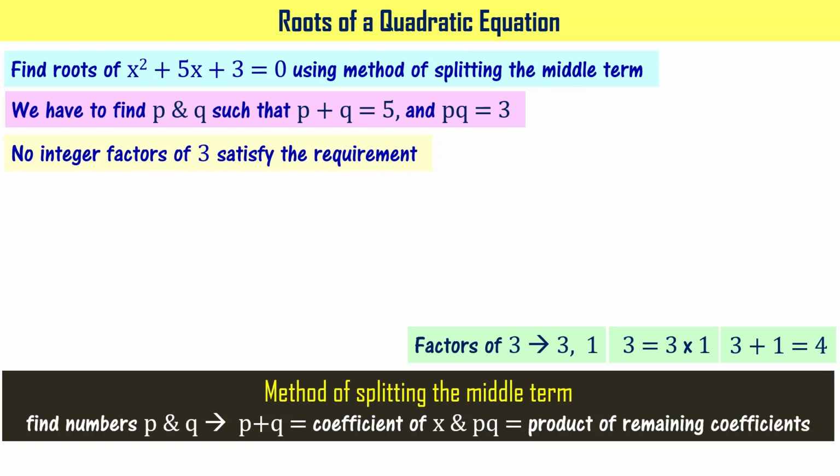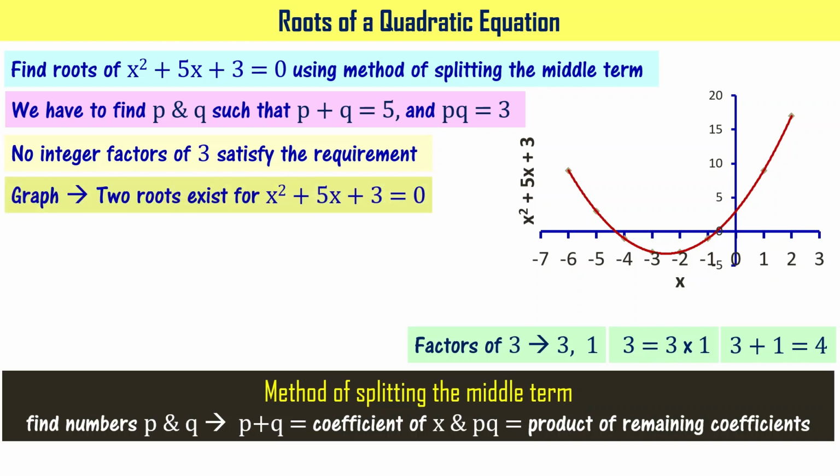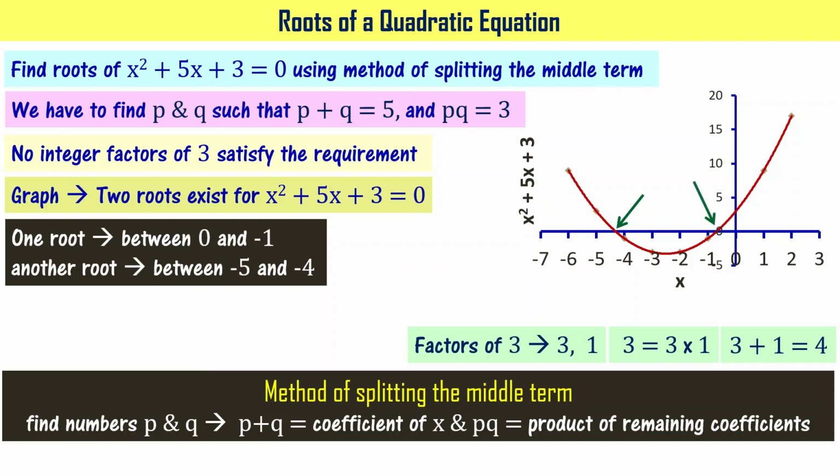Does it mean that there are no roots for this particular equation? Certainly not. When you take a look at the figure for this particular equation, the curve is cutting through x-axis at 2 points, right? Those 2 points say that there exist two roots for the given equation, x square plus 5x plus 3 equal to 0, right? If you observe the graph, you can say that one root is lying between 0 and minus 1, and another root is lying between minus 5 and minus 4, right? Please take a note of this.